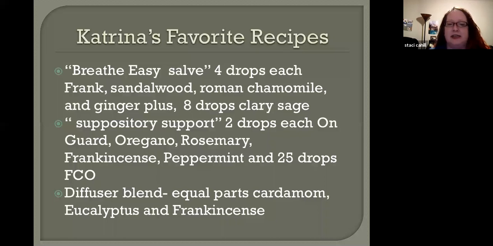I used to make these with fractionated coconut oil if I needed them on the go, like right now we were making up a bunch of them because we knew we were having issues. I would put 25 drops of fractionated coconut oil with 2 drops each On Guard, oregano, rosemary, frankincense, and peppermint. And then I would use a dropper and put those into our veggie capsules anytime needed.